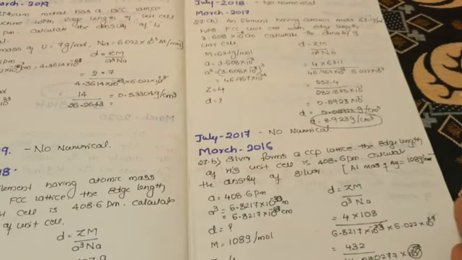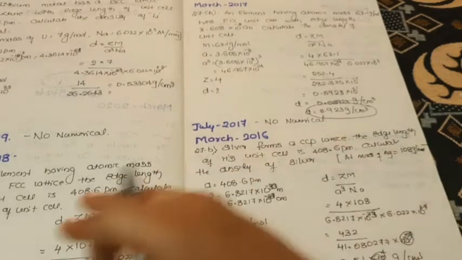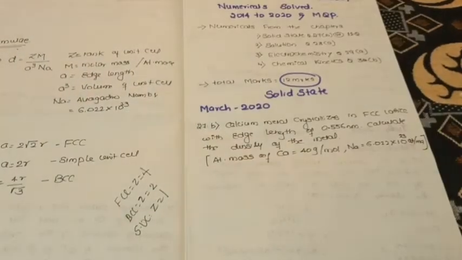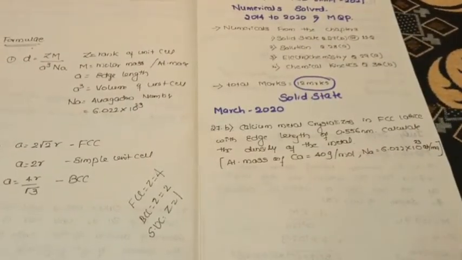I'm going to put a PDF file of this in my Telegram channel. You can take it from there. Now let us go with the first numerical. The first numerical was asked in March 2020, question 27 B. So just listen to the question.